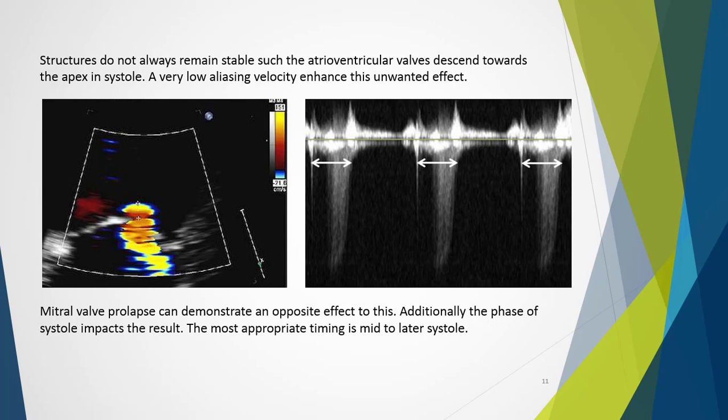Mitral valve prolapse can demonstrate an opposite effect to this. The mitral valves move towards the atria in systole, and this motion can lead to a subtraction in the isovelocity contours and an effective underestimation of the regurgitation severity. Prolapse further compounds the difficulty in estimation of severity, in that the phase of systole has significant impact on the result. The effective regurgitant orifice area and regurgitant volume vary in such a way that it's been established the most appropriate timing is mid or later systole.